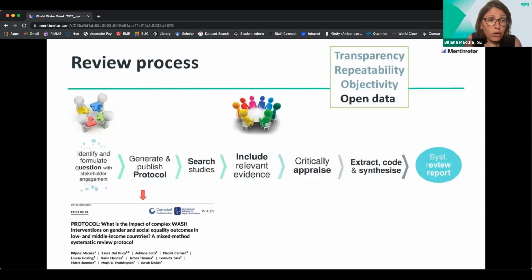This is just a quick overview of the review process. And Ariana is just sharing the link to the protocol of this mixed method systematic review that we are conducting. So in that protocol, you will see all the methodological details about it, but I will not spend too much time on the methodology.